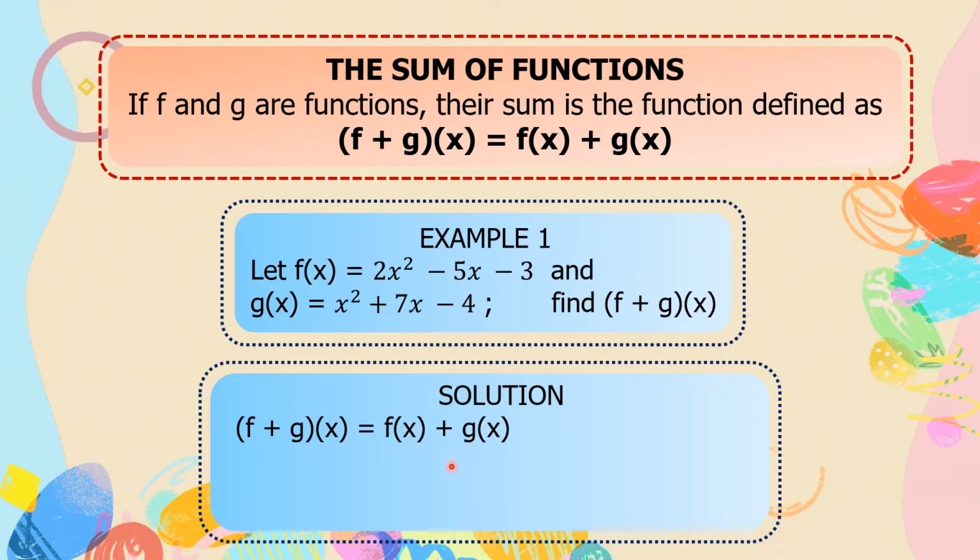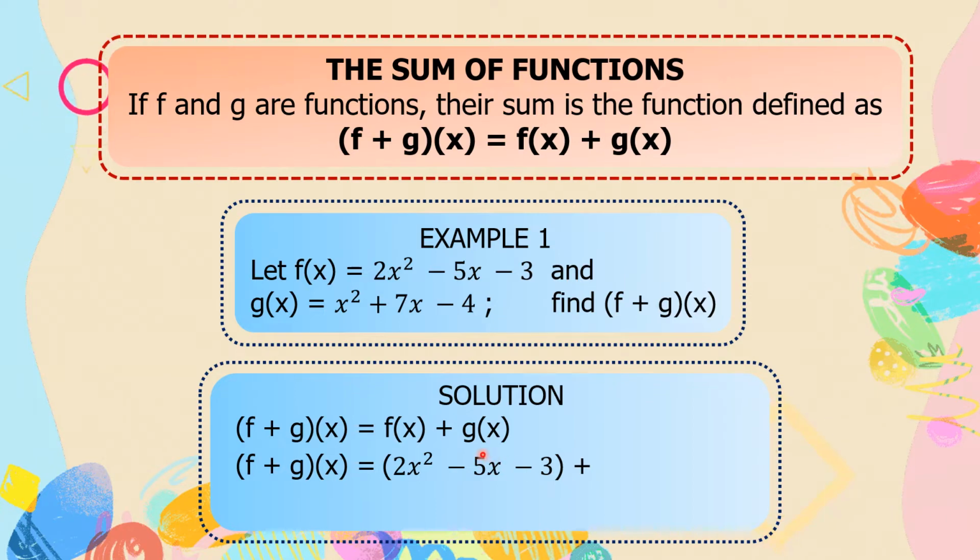Ibig sabihin nito ay i-add natin yung value ng ating f of x at g of x. So, kopyahin natin ulit yung f plus g of x equals, so palitan na natin yung f of x ng kanyang value, which is 2x squared minus 5x minus 3. So, we have now 2x squared minus 5x minus 3 plus yung value naman ng ating g of x ay x squared plus 7x minus 4.